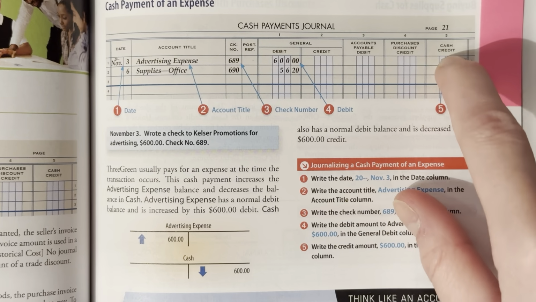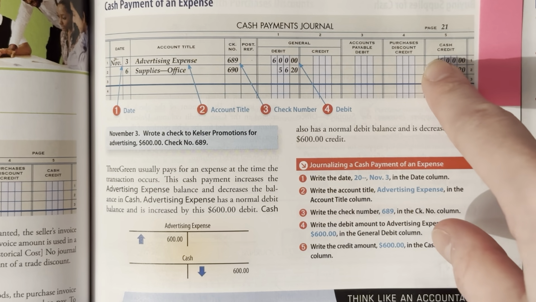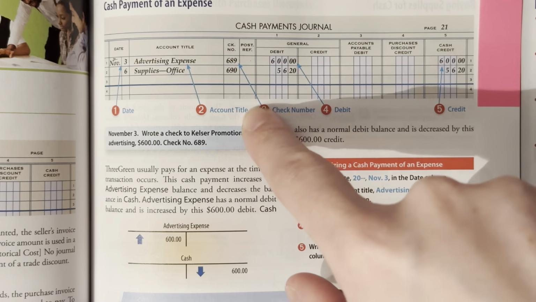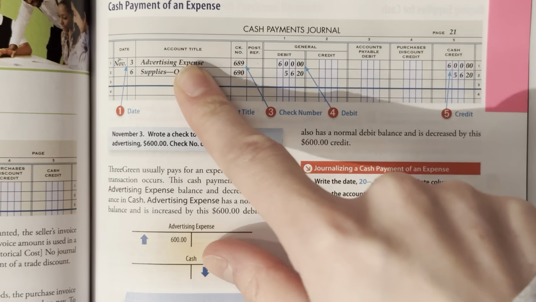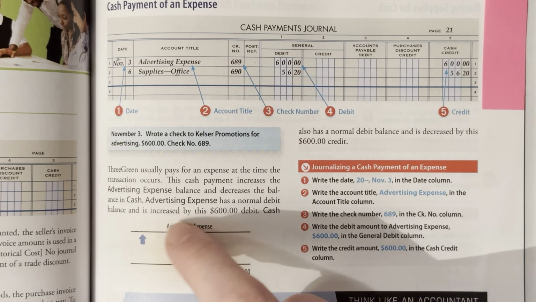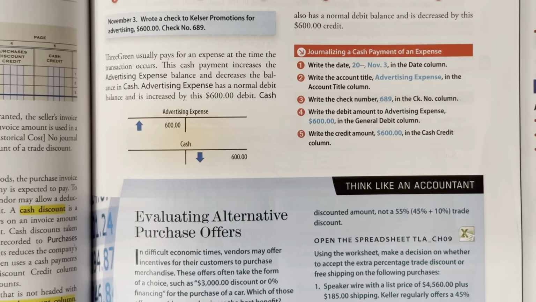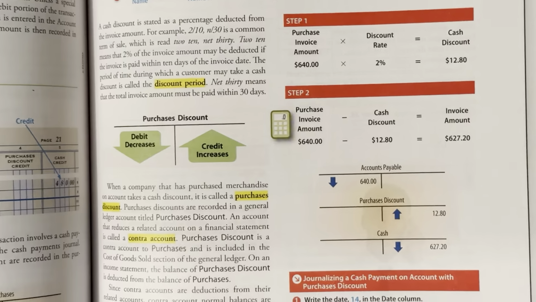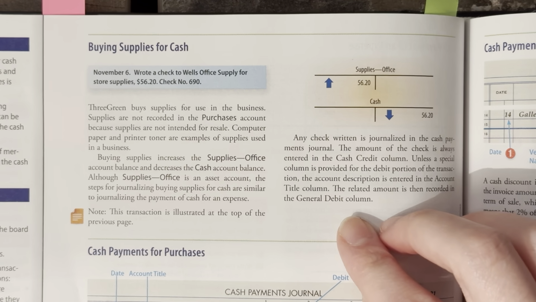And it tells us that. It makes it easy. $600 is a cash payment, so we paid that out. Well, what do we use it for? Advertising. So we can write advertising expense, check number 689. And if we have an expense, normal balance of an expense account is always a debit. That's the first entry for cash payments for an expense. We can also buy supplies for cash.